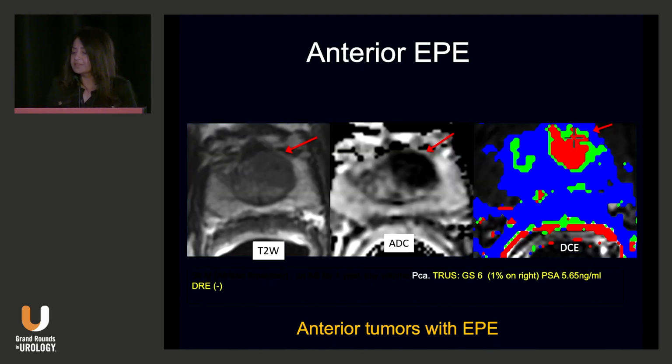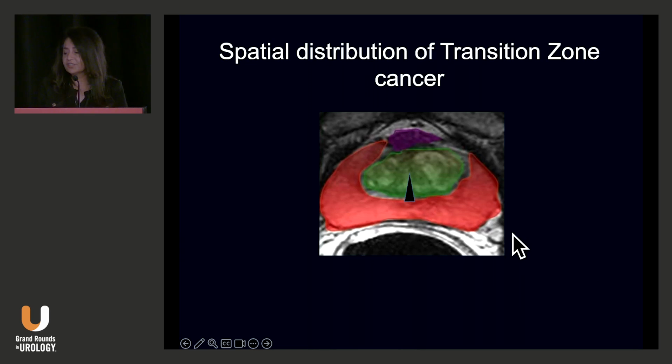What about this? This is often that people don't report. So there's a large mass. People are just excited to see the mass because it's dark and it's enhancing, et cetera. But there was extraprostatic, anterior extraprostatic extension in this case. A little bit of spatial distribution of transition zone cancer. If it's unilateral, it can be anterior involving the fibromuscular stroma, or again, the peripheral zone kind of going anteriorly and going to the anterior fibromuscular stroma here.